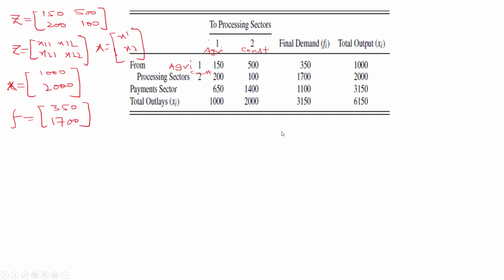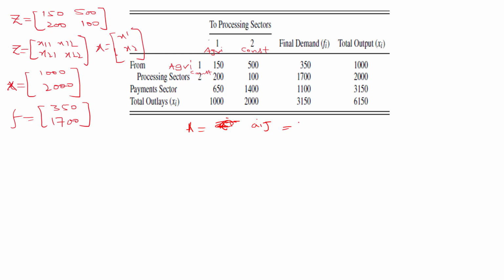So I will show you how we calculate the coefficient matrix, which is also called the A matrix. So how will we calculate the A matrix? Basically, this is our Z matrix: 150, 500, 200 and 100. This is the intermediate consumption matrix. The total output is 1000 and 2000, because we have two sectors in the economy. And this is the final demand, 350 and 1700.